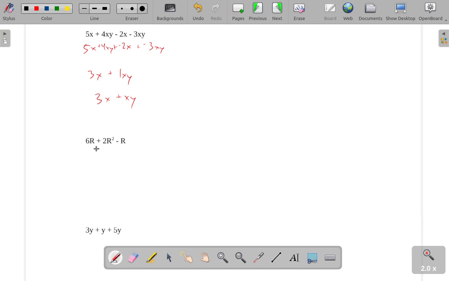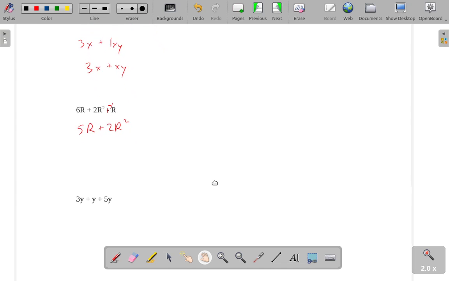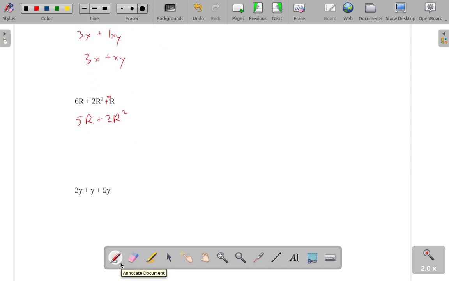Alright, looking at this example, I'm going to think of this as a negative 1r. So you can see it started off with minus r there, and I want to think of it as negative 1r, so that when I combine like terms, the 6r and the negative 1r combine to give me 5r. And you'll notice the 2r squared, since it's not a like term with anything, it's not able to combine with anything else. It's not able to simplify any further.